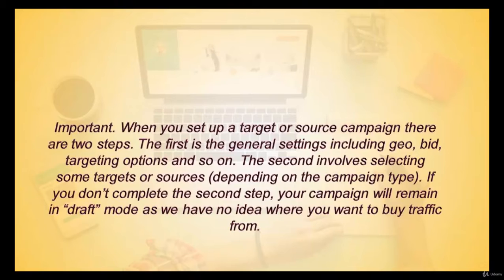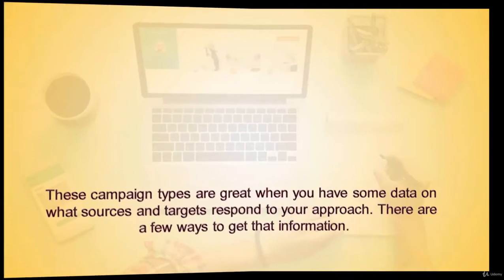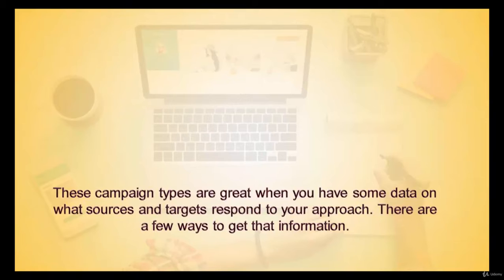Important. When you set up a target or source campaign, there are 2 steps. The first is the general setting, including geo, bid targeting options, and so on. The second involves selecting some targets or sources, depending on the campaign type. If you don't complete the second step, your campaign will remain in draft mode, as we have no idea where you want to buy traffic from. These campaign types are great when you have some data on what sources and targets respond to your approach.